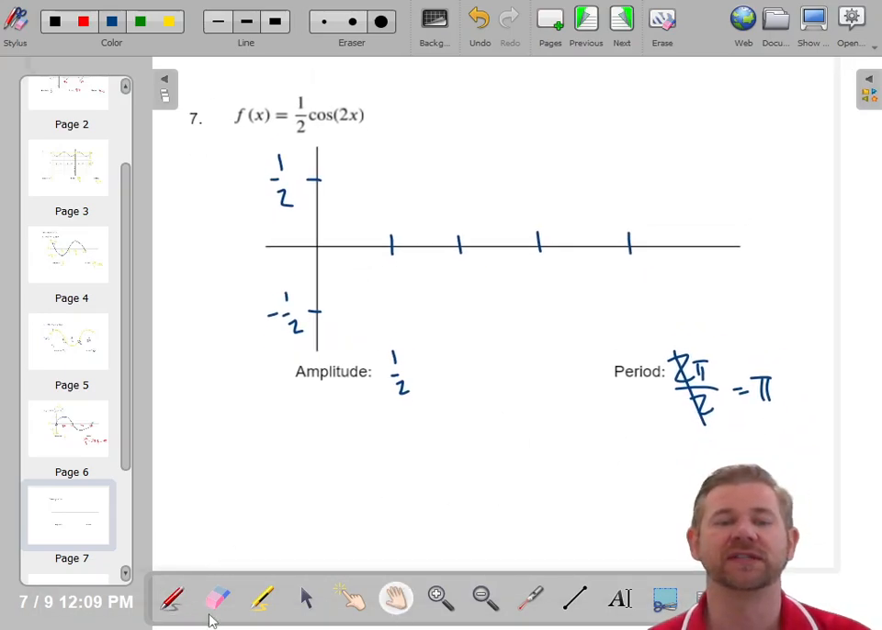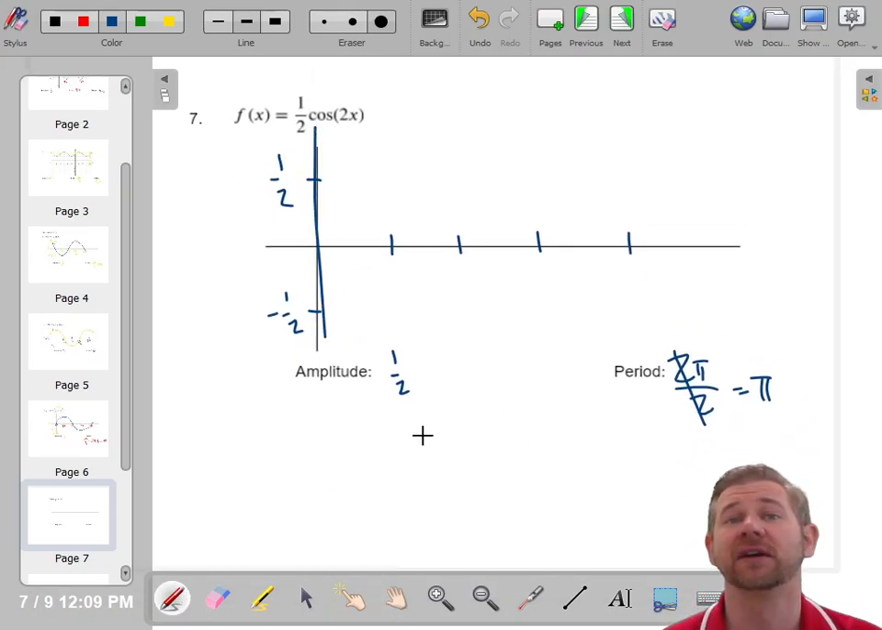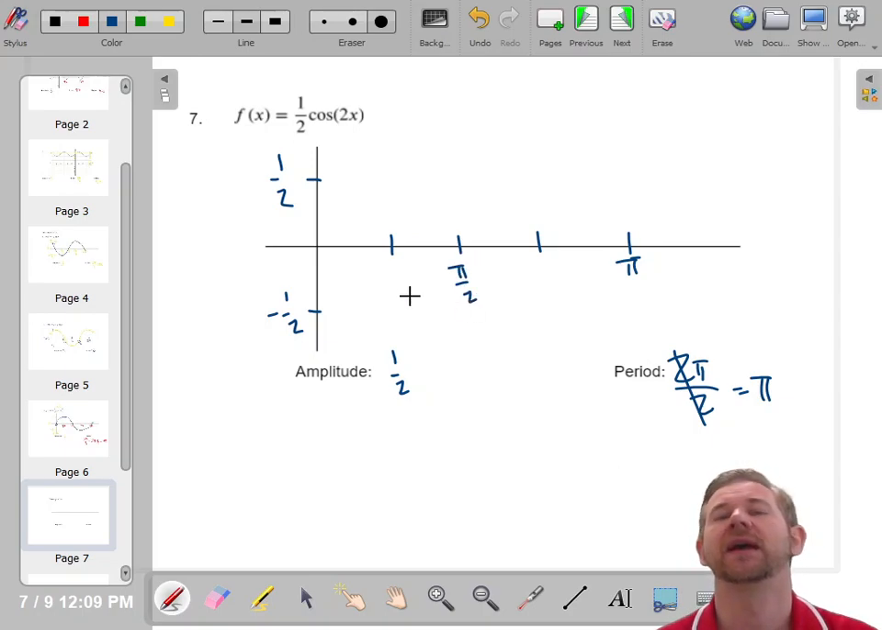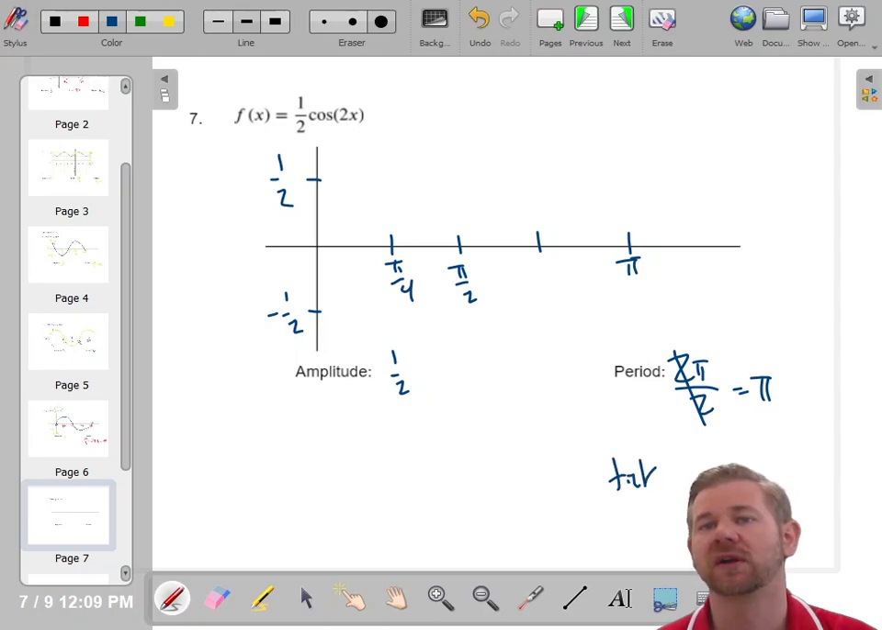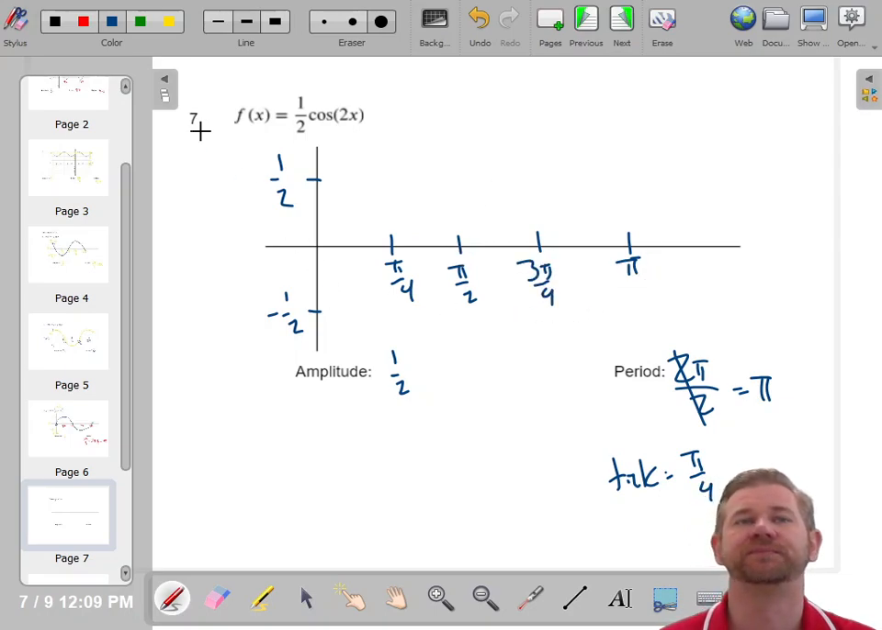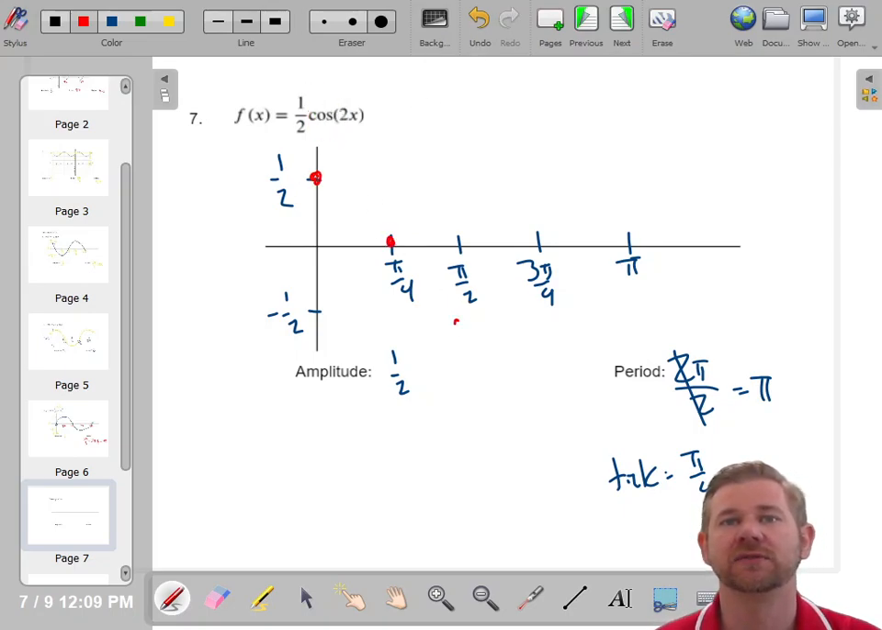Hopefully you can start to do this in your head. If you don't have a phase shift, you're starting at 0. The period's pi, so now you're ending at pi. So this is pi over 2. That's halfway. And then half of 1/2 is 1/4. And that's how I think about it, is each tick mark is pi over 4. If this is pi, do 1/4 of that. 1/4, 2/4, 2/4 is 1/2, 3/4, and then 4/4 is 1 whole. Last thing, because it's cosine, you start at the top, and you just make sure you draw the right function. So it looks like this.